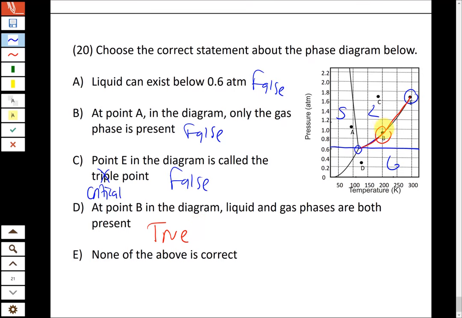because anytime you're on a phase change line, those two phases that are bounding that line, in this case liquid and gas for point B, those are both going to be present, and they're going to be converting between the two as you either continue to warm it up or change the pressure from there. All right, so that one's our true statement. All the rest are false. Any questions on that or anything else?